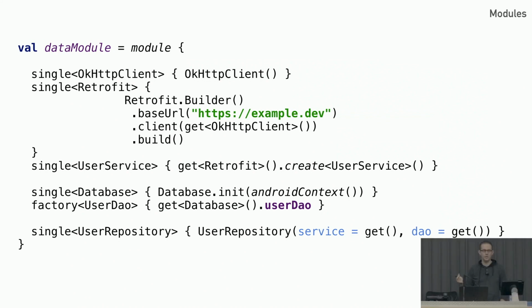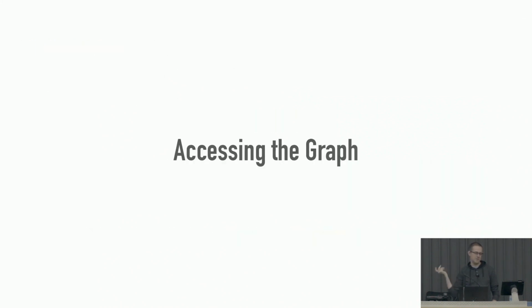Also, I'd point out that prior to Koin 2.0, single was called bean. So if you're digging through documentation and you see bean, you're like, what the hell is this? It's just single. And actually now there's a type alias, so you could continue using bean, and it's just single.